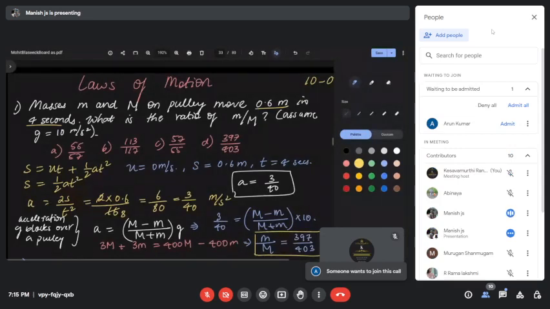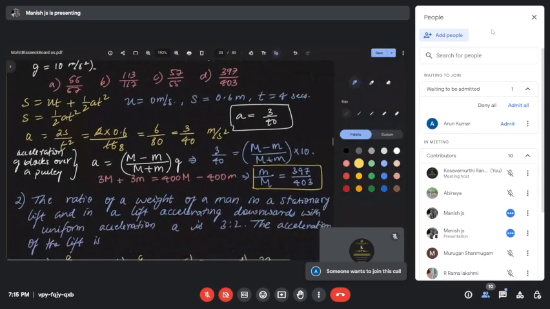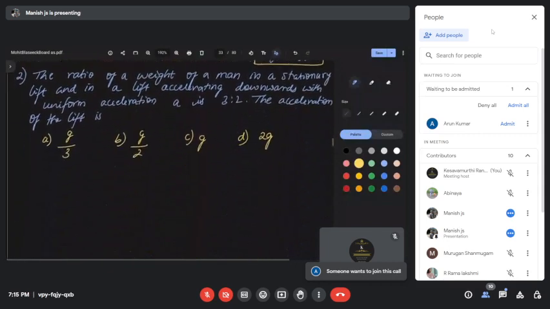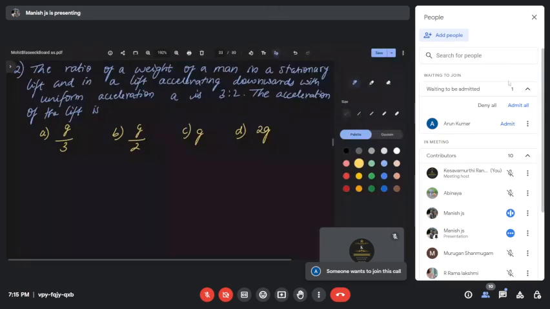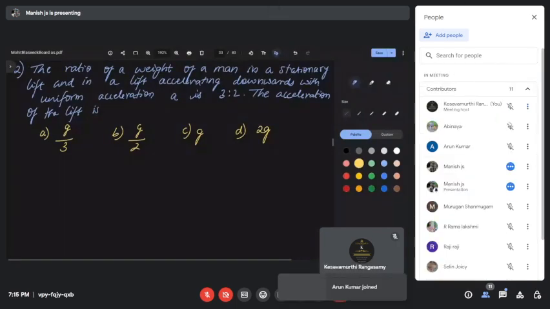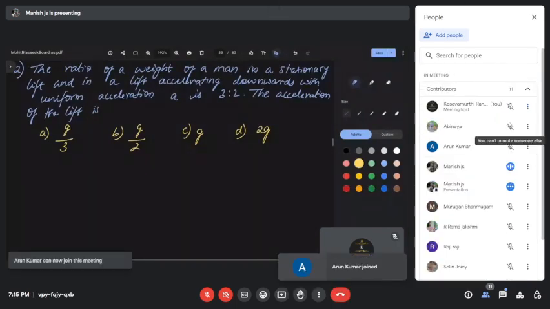Yes, sir. Okay, here comes the next question. The ratio of weight of a man in a stationary lift and in a lift accelerating downwards with uniform acceleration A is 3:2. Then the acceleration of the lift is. So you must find out what would be the acceleration of the lift. Okay, so that is the question.